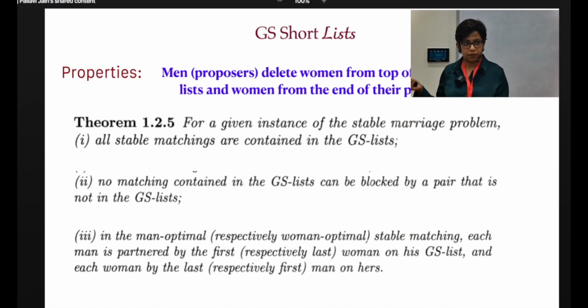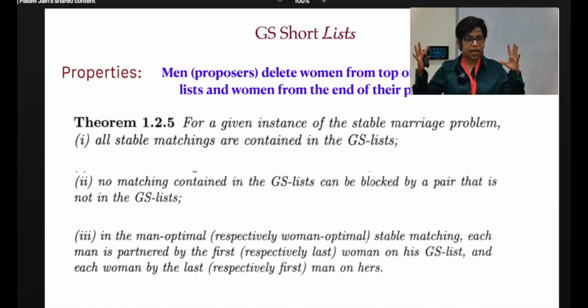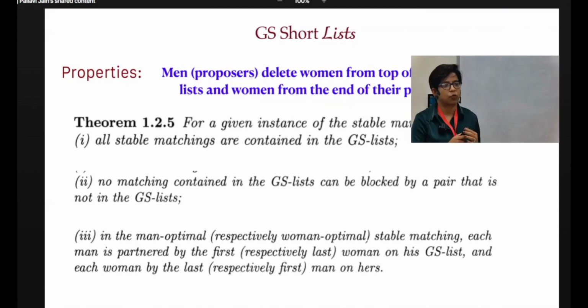So is it clear? What I am trying to get to is for you to have a mental picture of how the man optimal stable matching is one extreme solution and the woman optimal stable matching is another extreme solution, and all the stable matchings somehow lie in between. So that's the viewpoint that we are trying to get to.